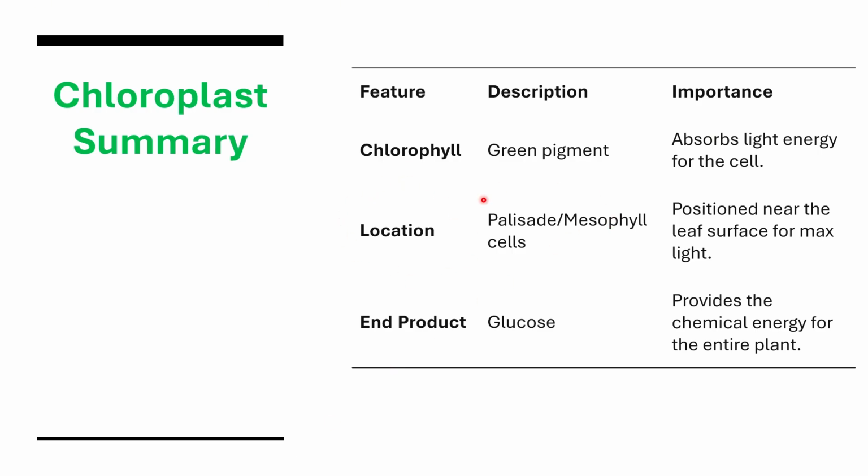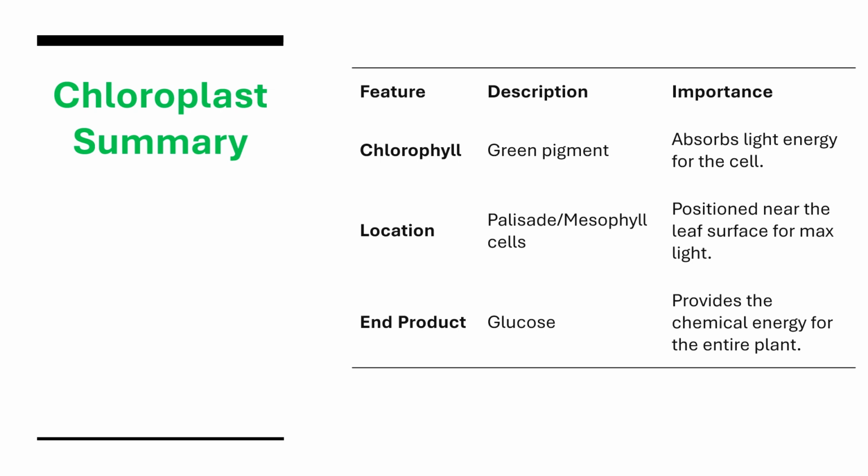Next, look at where these chloroplasts are found. Means its location. The palisade and mesophyll cells. In a leaf, these cells are packed tightly together right near the upper surface. This is a brilliant piece of evolutionary design. By positioning the chloroplast as close to the leaf surface as possible, the plant ensures maximum light absorption. It's like putting solar panels on the roof of a house rather than in the basement. If you want to generate solar energy, you will have to place your solar panels on the roof, not on the floor. This is the same phenomena in the leaves.